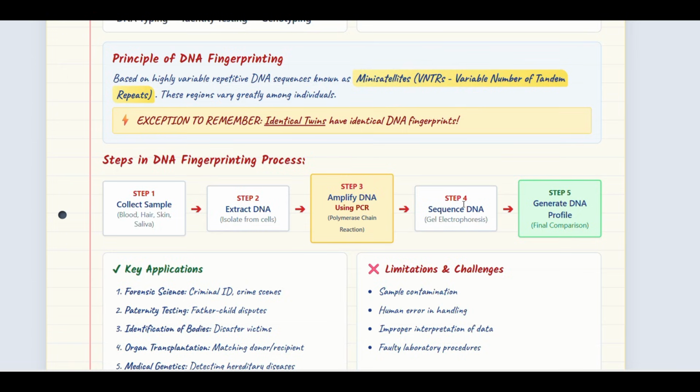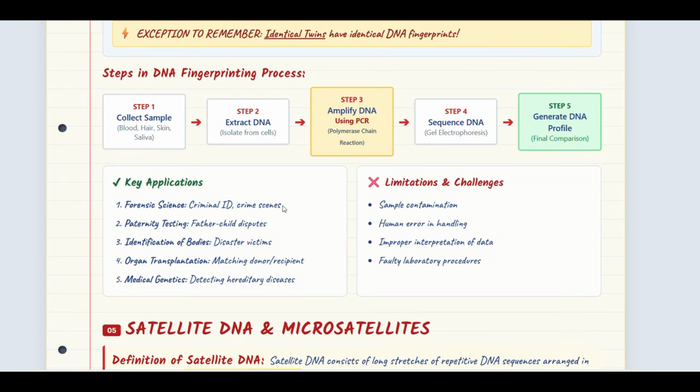Step 4, analyze the DNA sequence by gel electrophoresis, and then generate the DNA profile. We can see the characteristics of these genes, and finally make comparisons with others. That's it. Now the key applications.